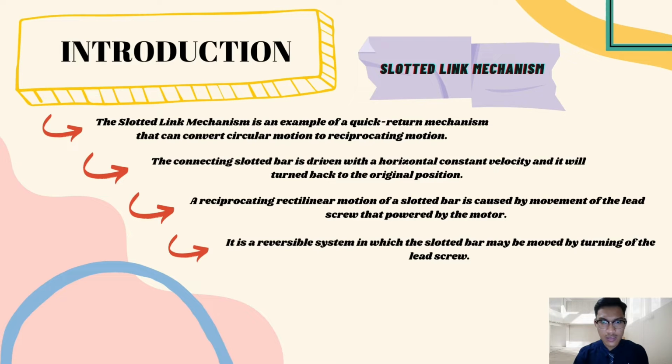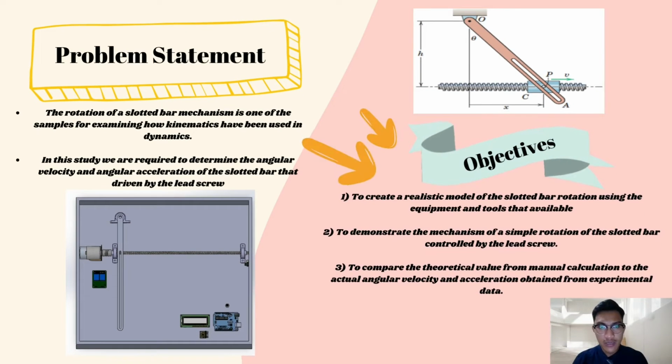A reciprocating rectilinear motion of a slotted bar is caused by the movement of the lead screw that is powered by the motor. It is a reversible system in which the slotted bar may be moved by turning of the lead screw. So now let's move on to our problem statement.